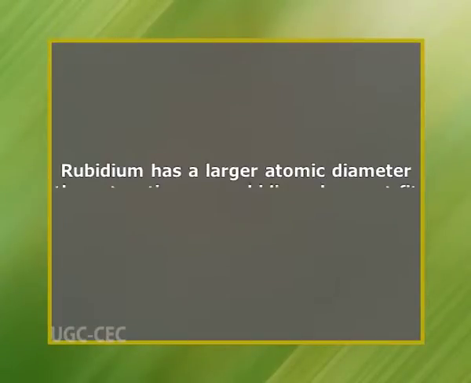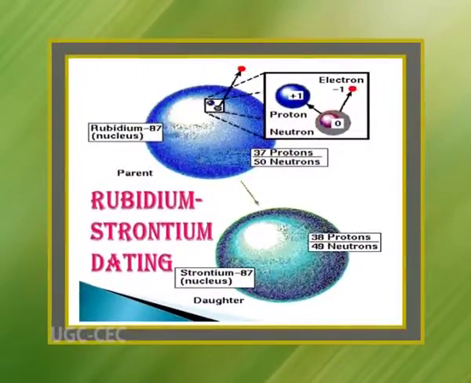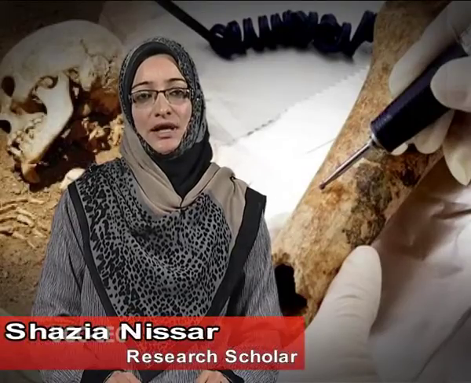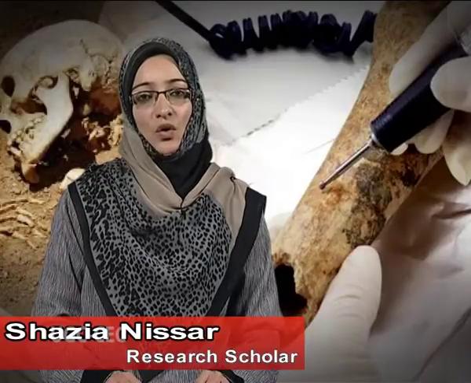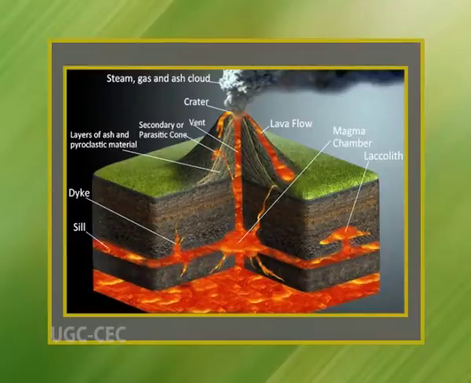Rubidium has a larger atomic diameter than strontium, so rubidium does not fit into the crystal structure of some minerals as well as others. Several things can cause problems for the rubidium-strontium dating method. One possible source of problems is if a rock contains some minerals that are older than the main part of the rock. This can happen when magma inside the earth picks up unmelted minerals from the surrounding rock as the magma moves through a magma chamber.